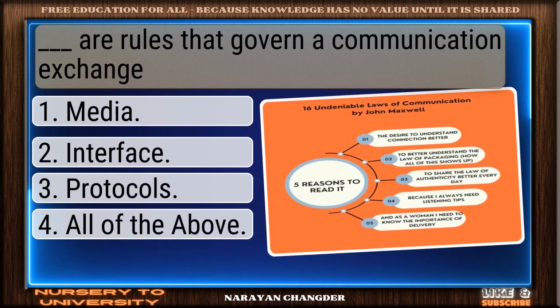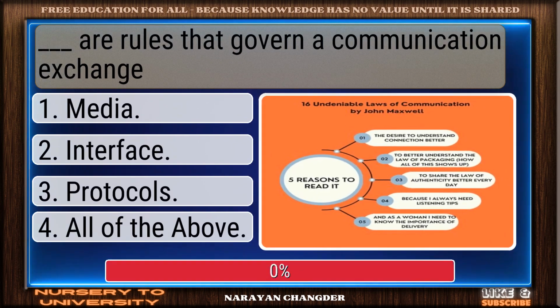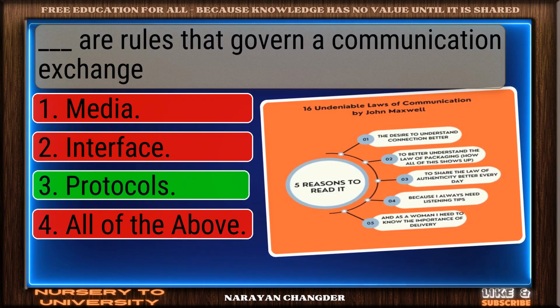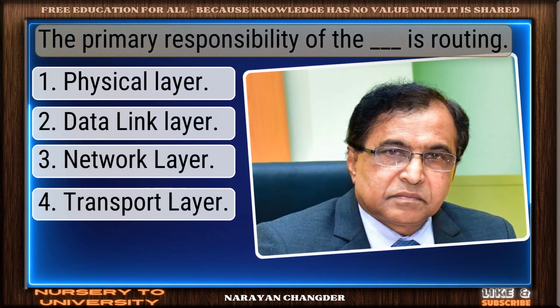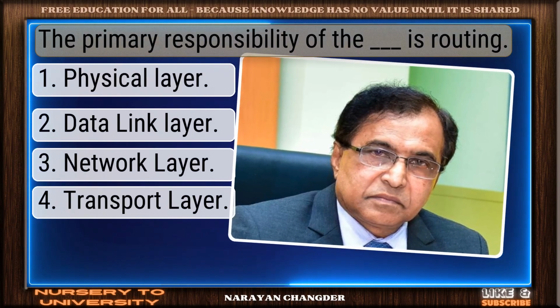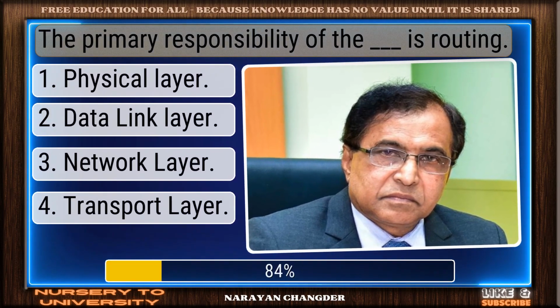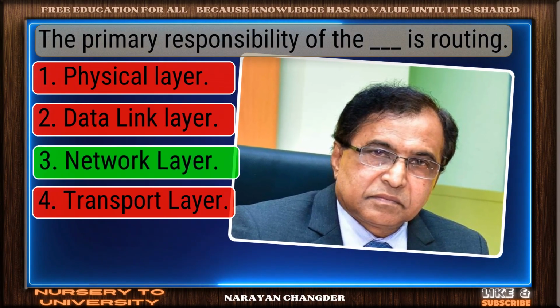Question number 23. Dash are rules that govern a communication exchange. Nicely done. Protocols is a solid answer. Question number 24. The primary responsibility of the dash is routing. Great thinking. Network layer is the right choice.